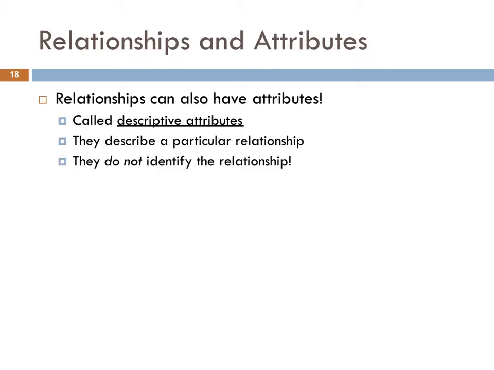Okay. One of the fun things about the entity relationship model is that relationships can actually have attributes. Now, the thing that's unusual about this is that, remember, I can have only one relationship through a particular relationship set between a pair of entities or some number of entities. I can have attributes that describe that relationship, but notice I say here they don't identify the relationship. That's because the relationship is identified by the entities that are participating in that particular relationship.